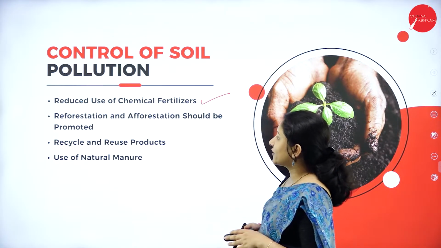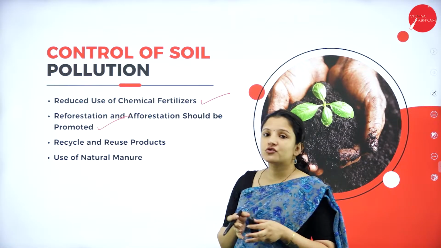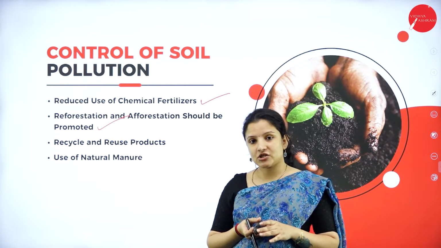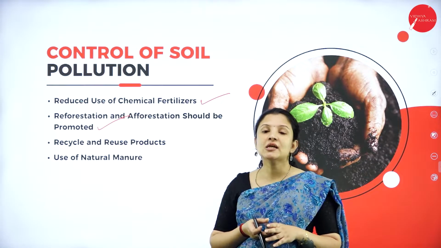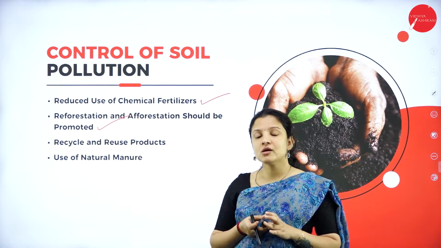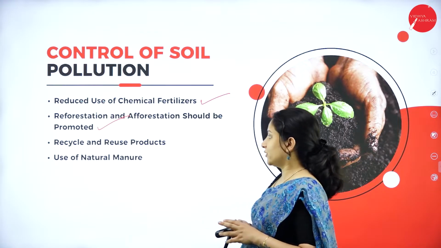Next is reforestation and afforestation. So wherever the trees have been cut down or are fewer, reforestation, that is the growing of trees, which is also called afforestation, can be undertaken. Because trees are said to help in maintaining the quality of the soil. So that is one of the reasons.